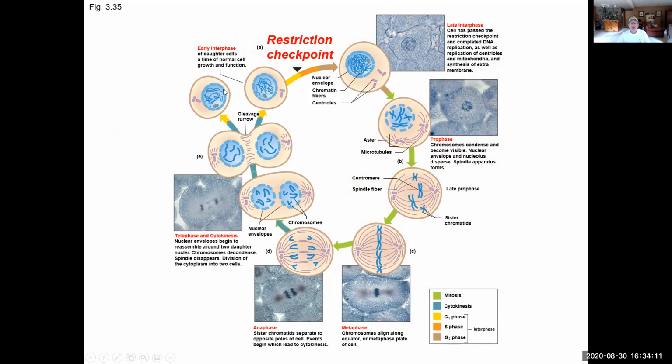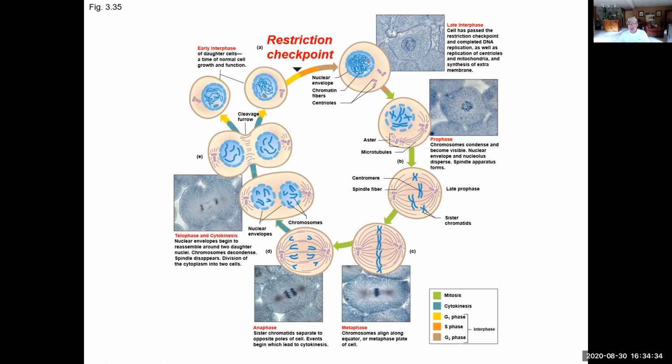Here are those two daughter cells I was referring to a few moments ago. We start with a parent cell and we end with these two daughter cells. Keep in mind that these two daughter cells are genetically identical to one another. They're also identical to the parent cell that they were formed from.